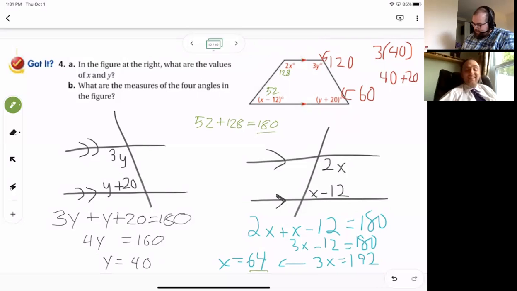Okay. So y is 40, and I have 3y, so I did 3 times 40, which is 120, because 3 times 4 is 12, and then just put on a 0. And then we have y plus 20, and y is 40, so 20 plus 40 is 60. And again, as Mr. Carlson said, I can check it before I wreck it, and 120 plus 60 is 180. So it works out.